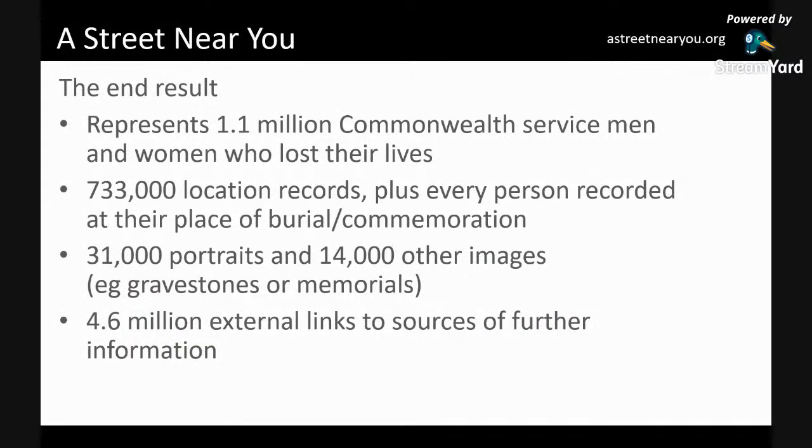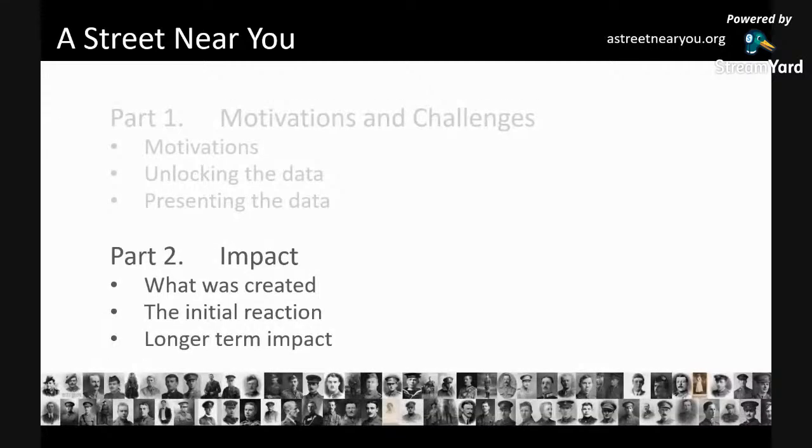But this was the end result. 1.1 million servicemen and women represented, 733,000 location records, 31,000 portraits, 14,000 other images, and 4.6 million links out to external sources, whether that was the Commonwealth War Graves source record, Lives of the First World War, Imperial War Museum, but also through those sources, lots of other links that were made and therefore available through the profiles. And that's my first section concluded. I will hand back, and we'll come back to actually what happened when the site was launched in the second part.